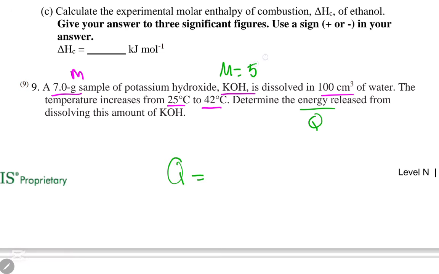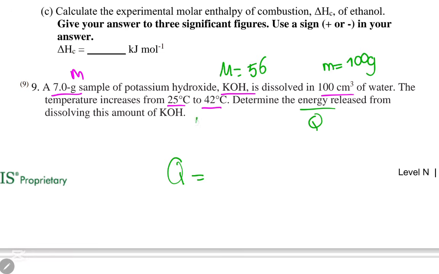Molar mass of KOH is approximately 56. Dissolved in 100 centimeter cubed of water. That means the mass of water is how much? It is 100 grams. Again, I explained that mass is equal to density times volume. My density is 1 gram per centimeter cubed, and my volume is 100 centimeter cubed, so the mass is going to be 100 grams.